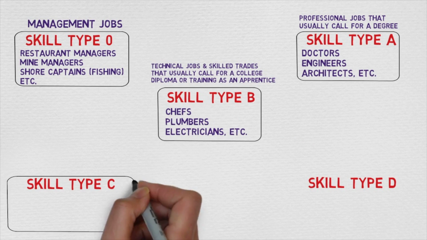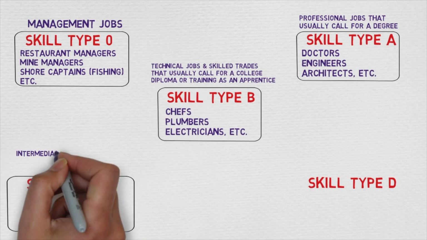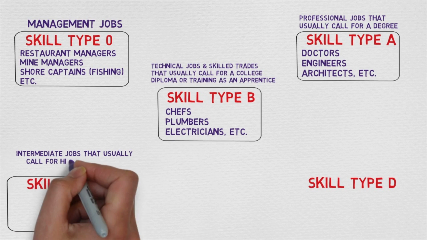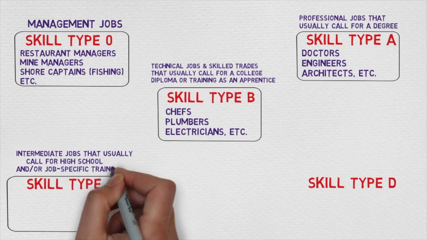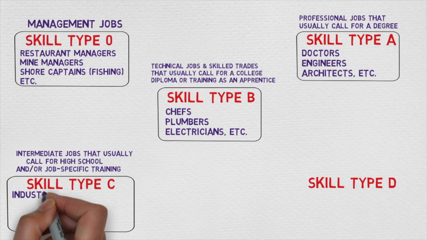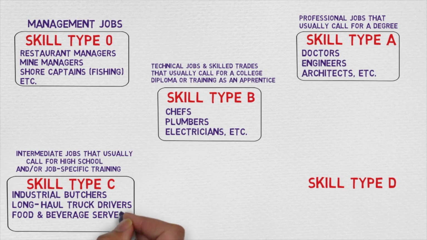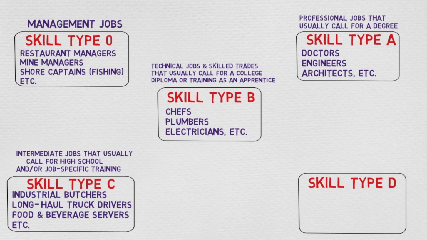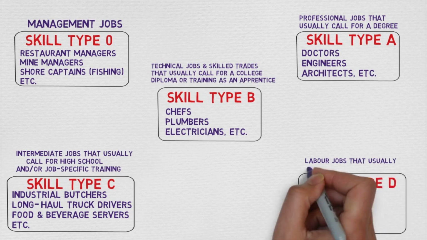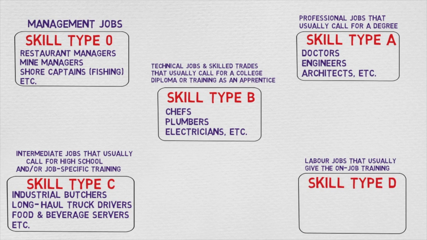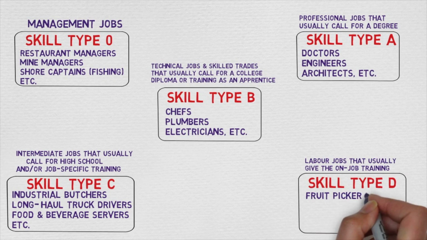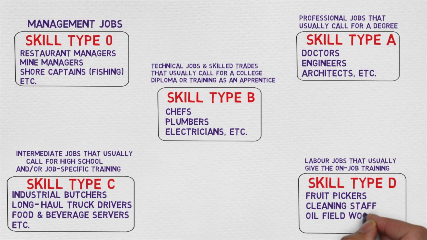Skill type C are the intermediate jobs that usually call for high school and/or job-specific training, such as industrial butchers, long haul truck drivers, food and beverage servers, etc. Skill type D are labor jobs that usually give on-the-job training, such as fruit pickers, cleaning staff, oil field workers, etc.